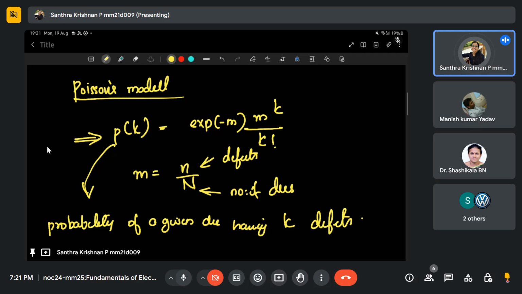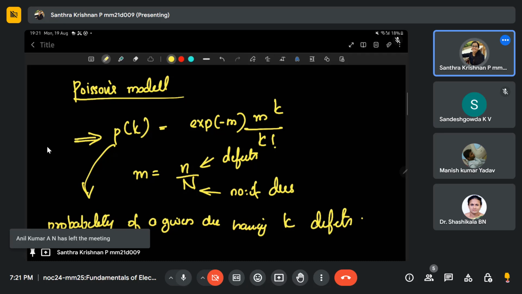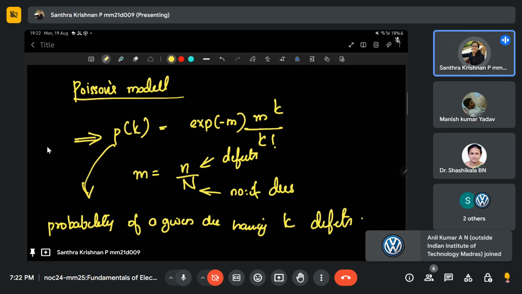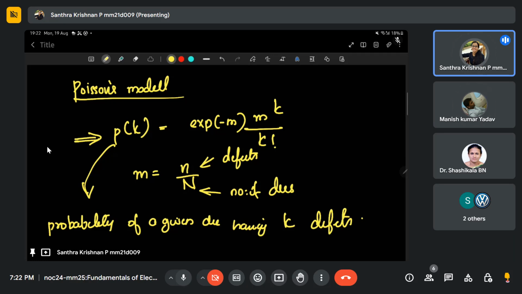They'll ask you to calculate the probability of a given die having K defects, and they'll mention the type of model. So of course, you have to memorize the equation for a given model and what the variables inside it are. For example, if it is Poisson's model, P of K means the probability of a given die having K defects, and it is given by exponential of minus m, m power k by k factorial. And here you should also remember m is given by n by capital N, which means defects by the number of dies. So is that clear?